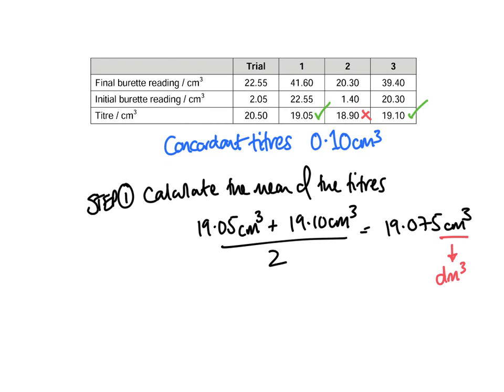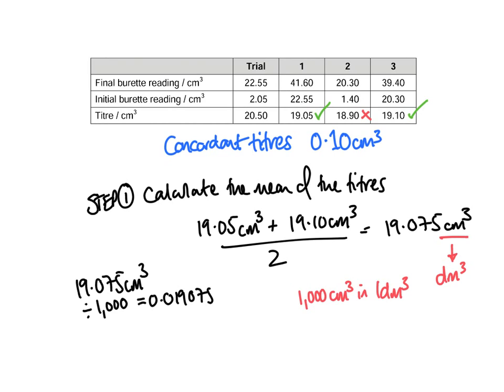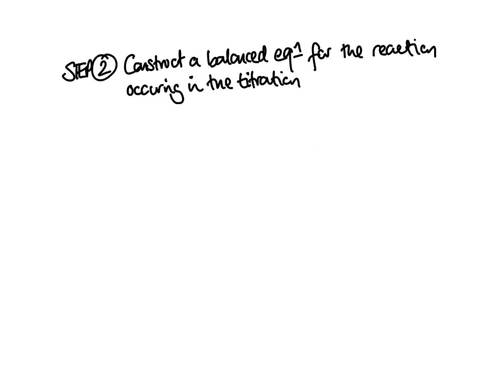To do this, we know that there are 1000 cm³ in 1 dm³. So the calculation is quite simple. We just take 19.075 cm³ and divide by 1000. This gives us 0.019075 dm³, and we will be using this value later on.